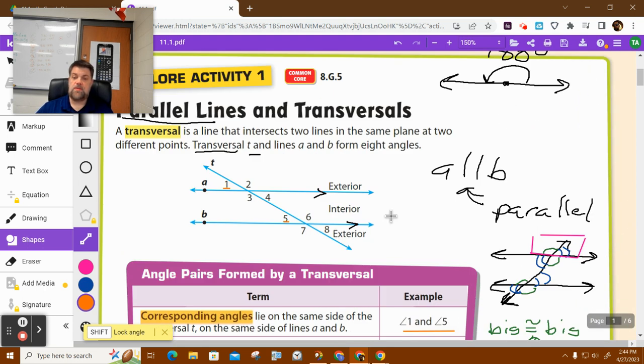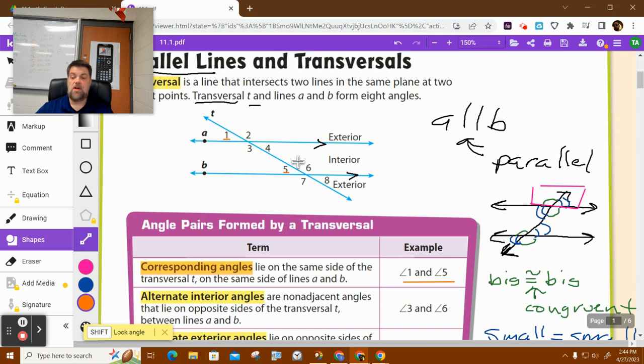Alternate interior angles. Interior means it's inside of the parallel lines. So 3 and 6 are alternate interior. They're alternate because they're on opposite sides of the transversal, but they're inside the parallel lines. Do you see one other set of alternate interior angles? 7 and 8 are not on the interior.